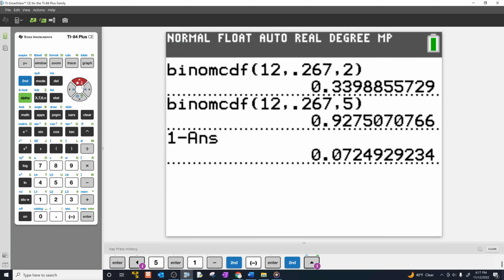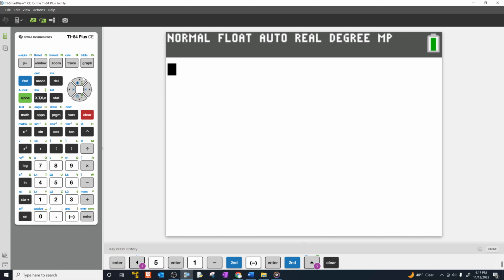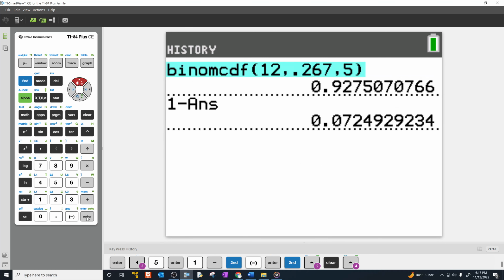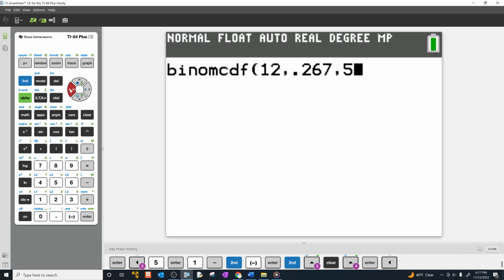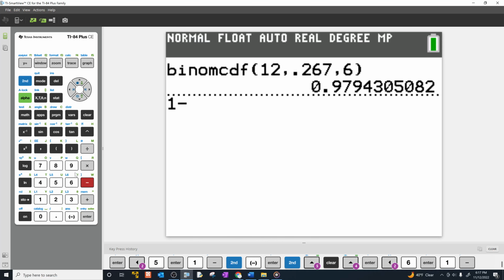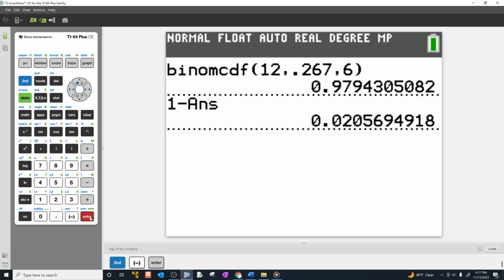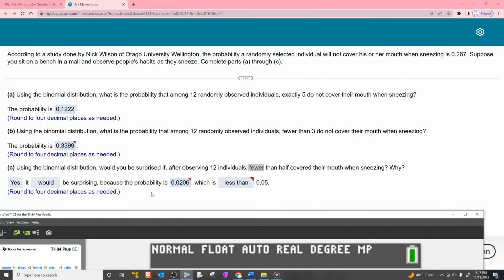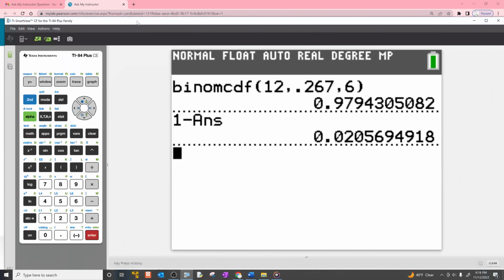Let's move it up. Here it is. And let's modify this to be 6. And we actually want to subtract that from 1. Okay, so we got 0.0206 when you round that off. That is less than 5%, which means it is very surprising. Hopefully this helps. If not, we can do this another way.